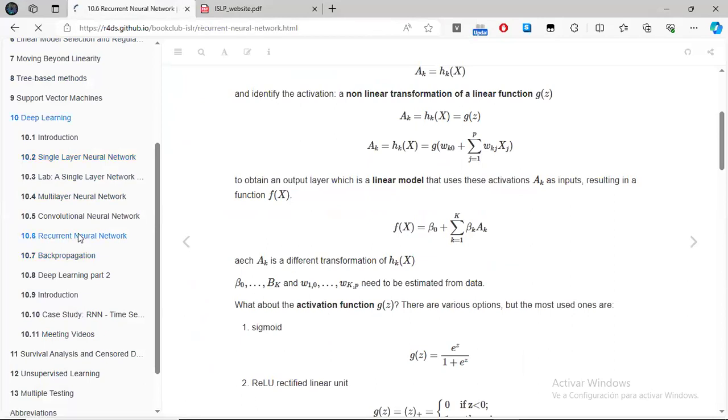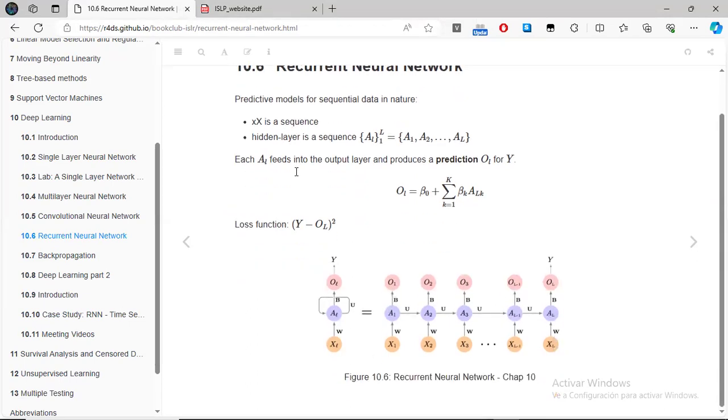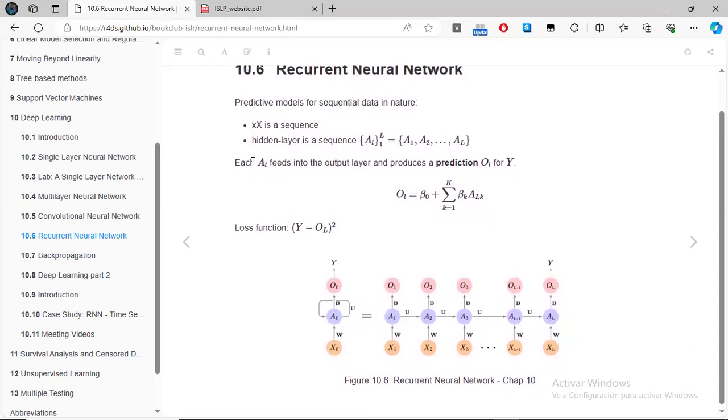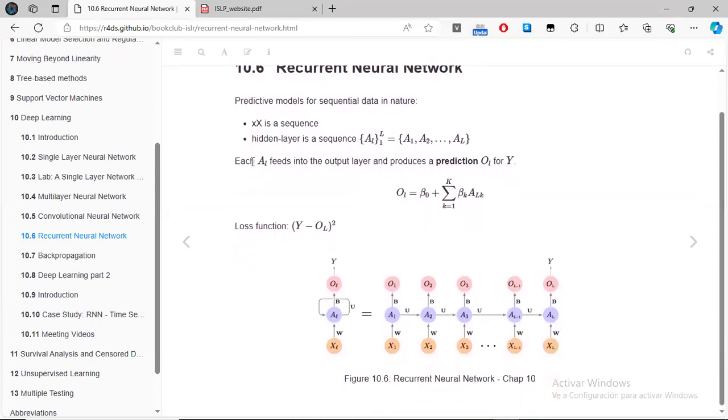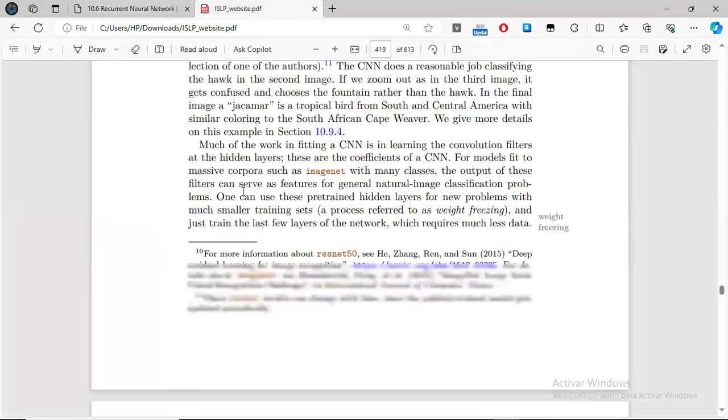Let's see, the next case is about recurrent neural networks. This one comes up in the case where your data has a dependency with time, for example something with time series, in the sense that some observations are dependent on previous ones. I think for this one, I didn't really quite get the mathematical part. So maybe let's take a look at the book.